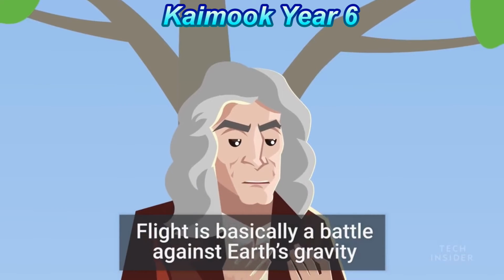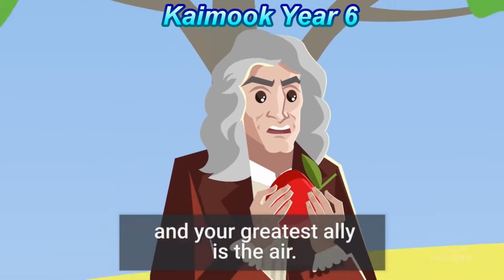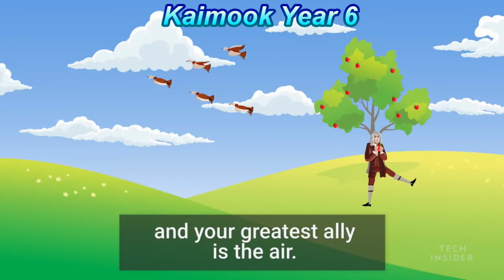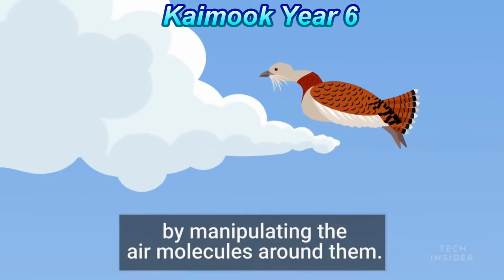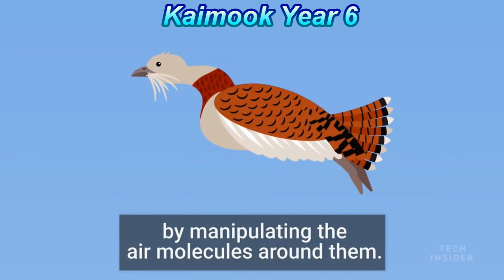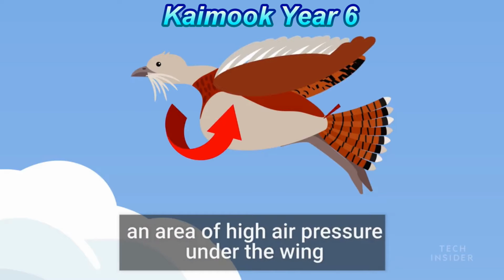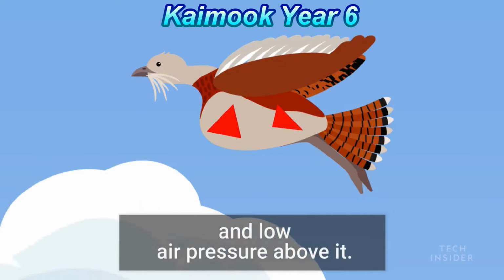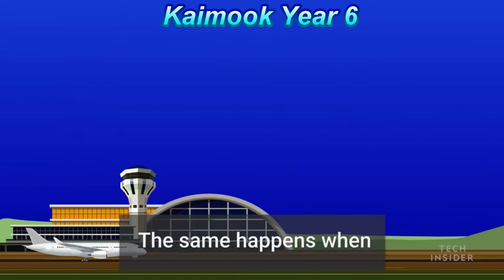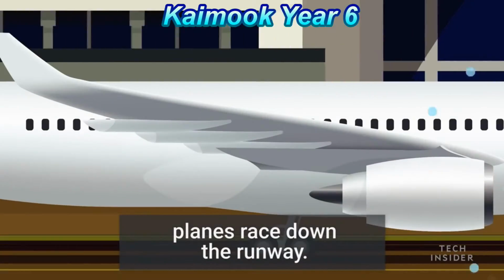Flight is basically a battle against Earth's gravity, and your greatest ally is the air. Birds and planes alike fight gravity by manipulating the air molecules around them. When birds flap their wings, they're generating an area of high air pressure under the wing and low air pressure above it. The same happens when planes race down the runway.